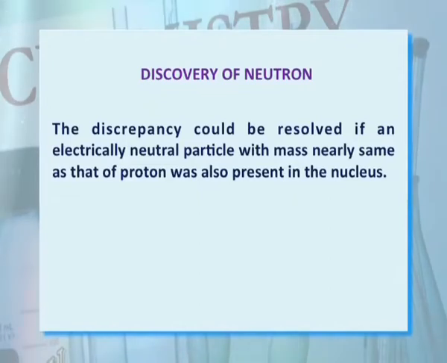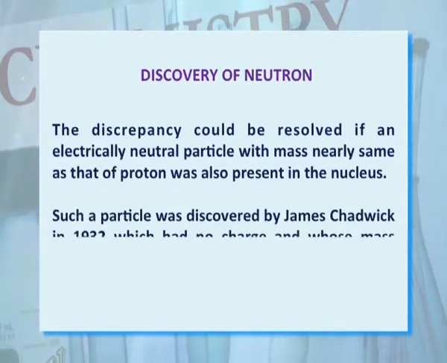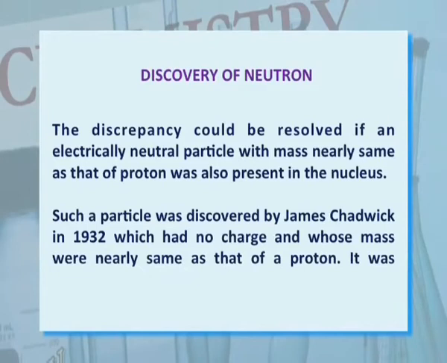Discovery of neutron. The discrepancies could be resolved if an electrically neutral particle with mass nearly the same as that of a proton was also present in the nucleus. Such a particle was discovered by James Chadwick in 1932, which had no charge and whose mass was nearly the same as that of a proton. It was named as neutron.